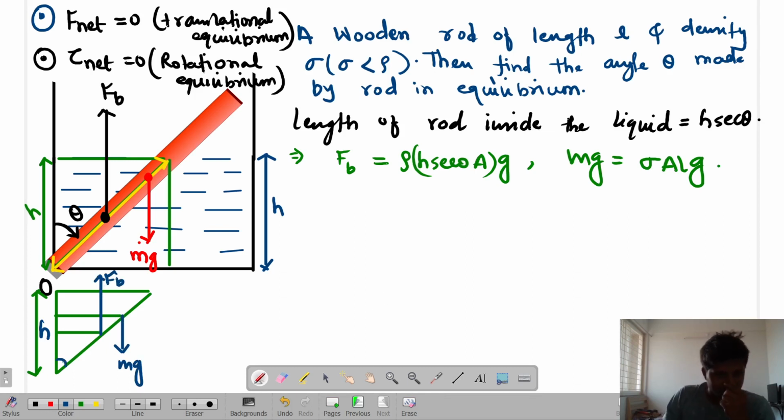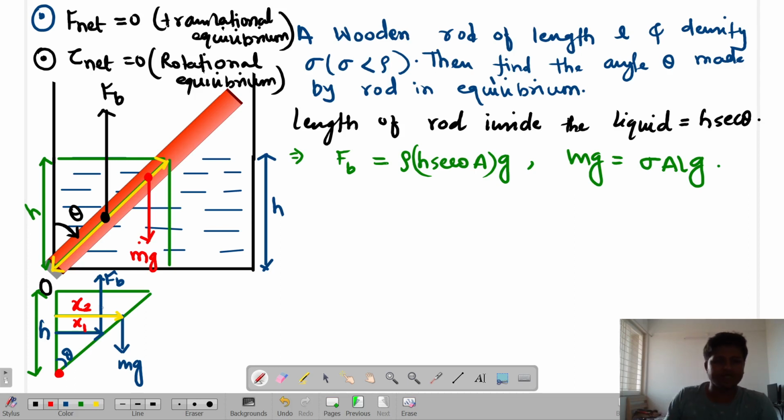Now this is angle theta. Let us call this radius, I'm defining two radii, for mg and buoyancy, because this is my origin about which it will rotate. So let us suppose this is x2 and this is x1. Are you able to get me or not? Is that clear?